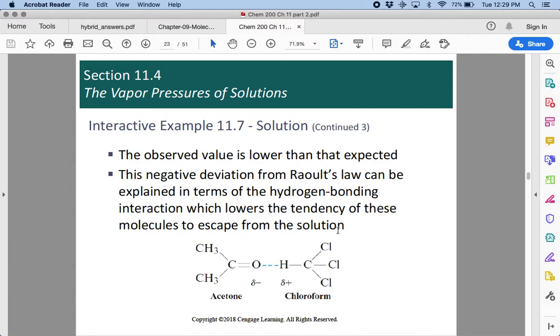And we can, again, think about it in terms of this, right? Think about the intermolecular forces that would be going on here. Acetone is going to be polar, chloroform is going to be polar, which means there will be a dipole-dipole interaction occurring here. So this all comes back to intermolecular forces, so you still need to be comfortable with those.